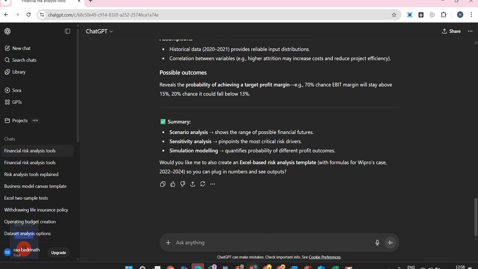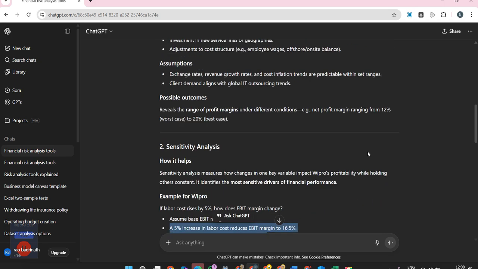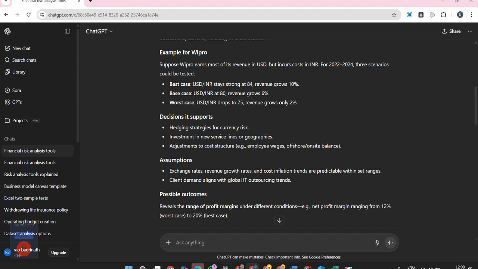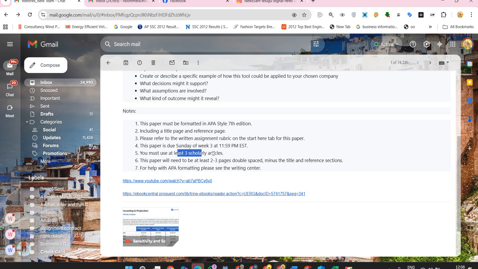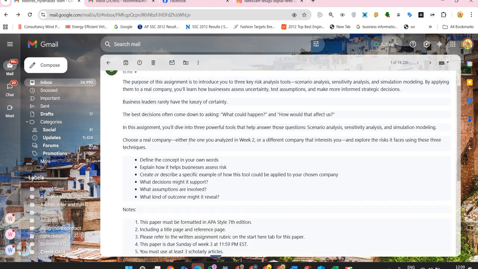After completing this, include proper references and submit it. This is all about the document. It's a simple document. Make sure you write it properly. At least you should provide three scholarly articles as references, and the work should be 2 to 3 pages, excluding title and references. Make sure your document is APA formatted.